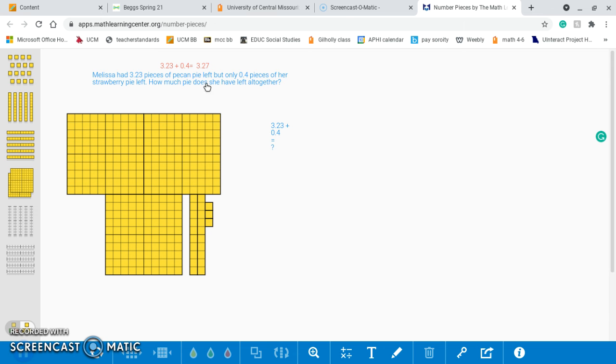So we have this, and then we can also see that we have another pie left that's strawberry, and we have 4 tenths left. So we know that our rod represents our tenths place. And we have 2 so far, 3, and 4. So here we have 3 and 23 hundredths. Here we have our 4 tenths because we do not have any wholes and we don't have any of the hundredths place.